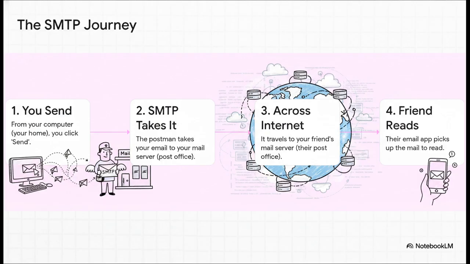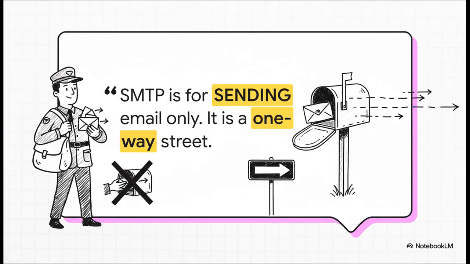Step 3, now this is the big leap. SMTP sends the email flying across the internet, all the way from your post office to your friend's post office. And this can happen in a blink of an eye, even if they're on the other side of the planet. And finally, step 4, your friend opens up their email app, which goes to their post office, picks up the mail, and boom, it appears on their screen. And that's the whole trip. But here's a really, really important detail about our postman's job. SMTP is only for sending email. Think of it as a one-way street. It is amazing at picking up mail and sending it out, but it doesn't handle receiving mail at all.